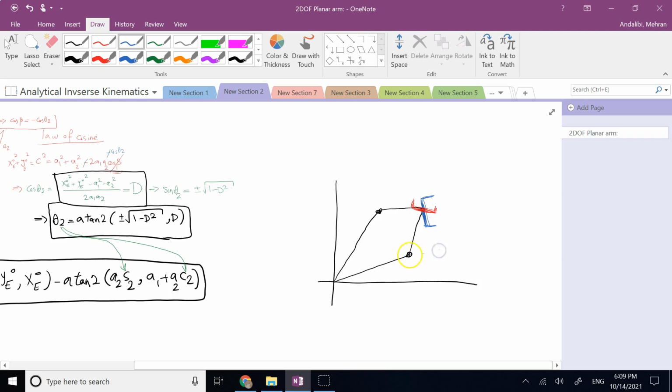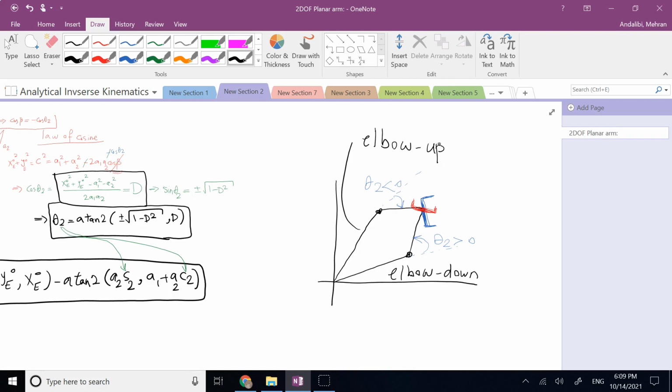So in this case, clearly your theta 2 is positive, because it is counterclockwise. And in this case here, clearly your theta 2 is what? Negative. Okay, so this condition that theta 2 is positive, we call it what? We call it elbow down. And this one, we call it elbow up. So there are two separate solutions for the problem of inverse kinematics, elbow up and elbow down.